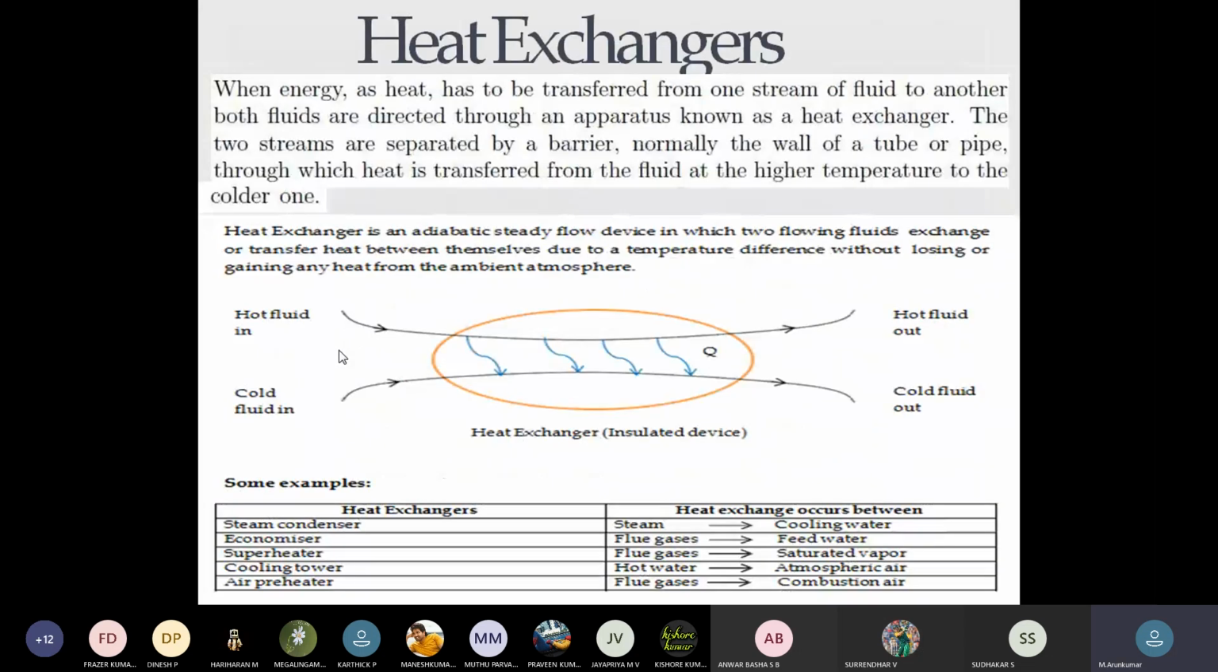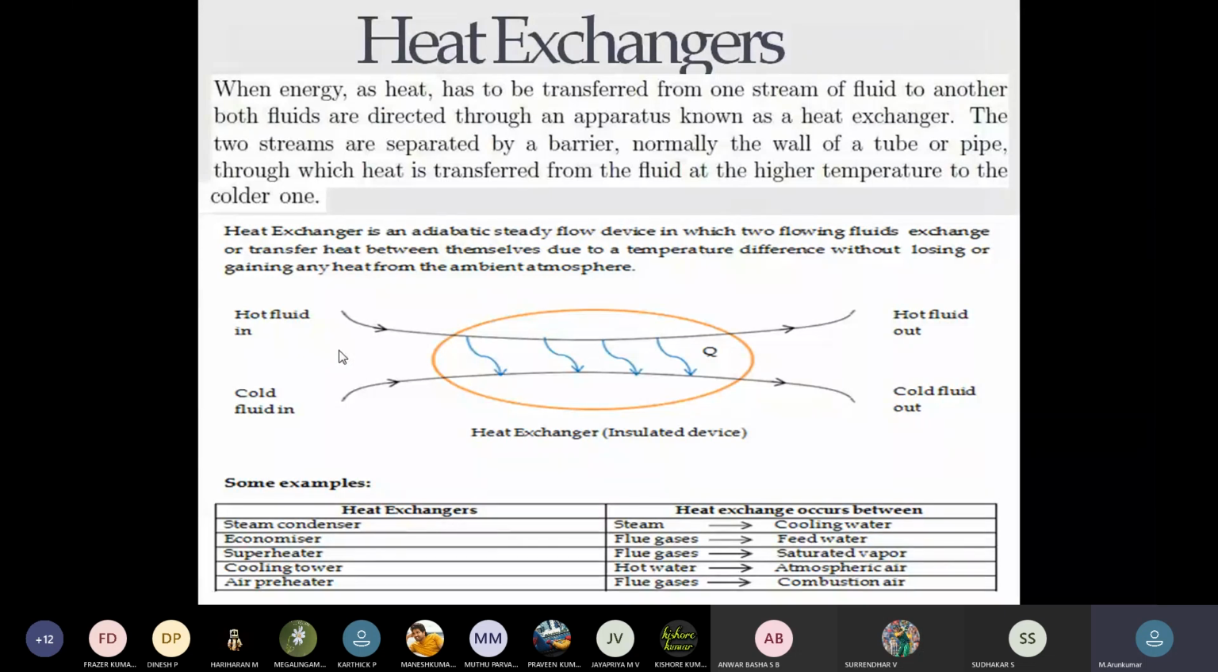So for that we have the heat exchanger. So let me see what a heat exchanger is. When energy as heat has to be transferred from one stream of fluid to another, both fluids are directed through an apparatus known as a heat exchanger, right? So if you want to transfer heat, we need this heat exchanger, right? The two streams are separated by a barrier, so there will be no mixing, right? Normally the wall of a tube or pipe is the surface through which heat is transferred from a fluid at a higher temperature to the colder one.